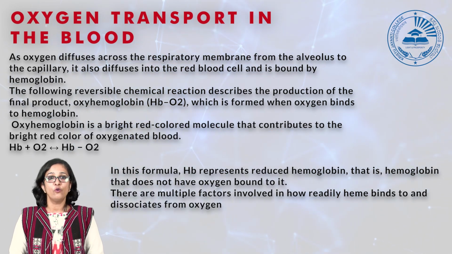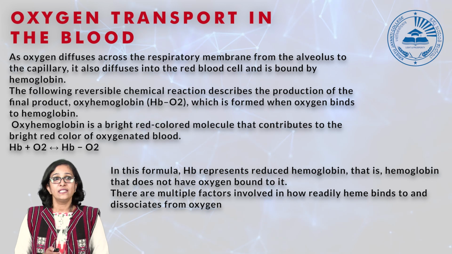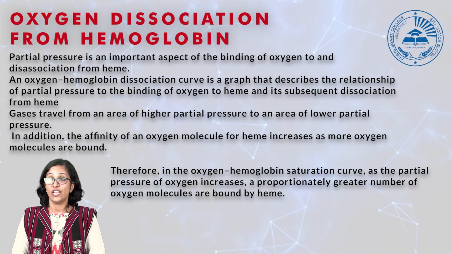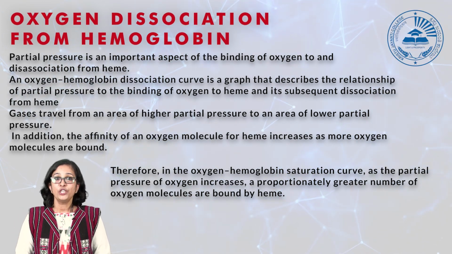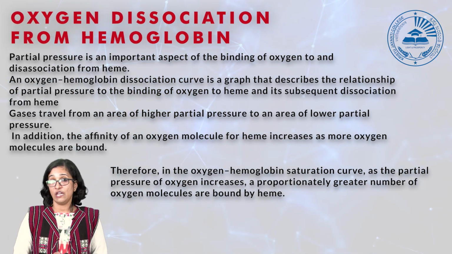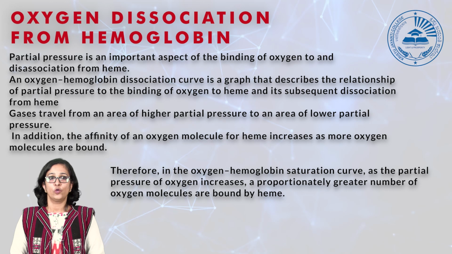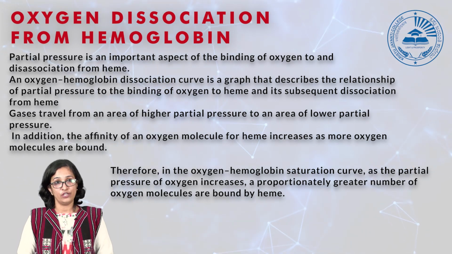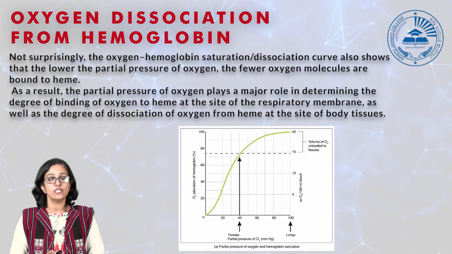There are multiple factors involved in how readily heme binds to and dissociates from oxygen. Some of the factors we will see are the oxygen-hemoglobin dissociation curve. Partial pressure is an important aspect of the binding of oxygen to and dissociation from heme. An oxygen-hemoglobin dissociation curve is a graph that describes the relationship of partial pressure to the binding of oxygen to heme and its subsequent dissociation from heme. Gases travel from an area of high pressure to an area of lower partial pressure. That's a common phenomenon. In addition, the affinity of an oxygen molecule for heme increases as more oxygen molecules are bound. Therefore, in the oxygen-hemoglobin saturation curve, as the partial pressure of oxygen increases, a proportionately greater number of oxygen molecules are bound by heme.